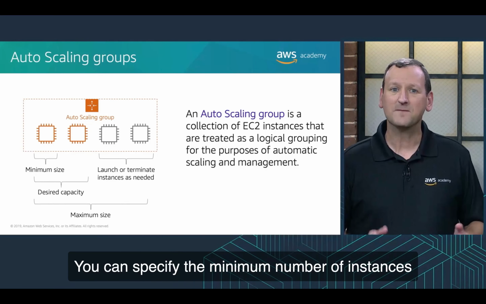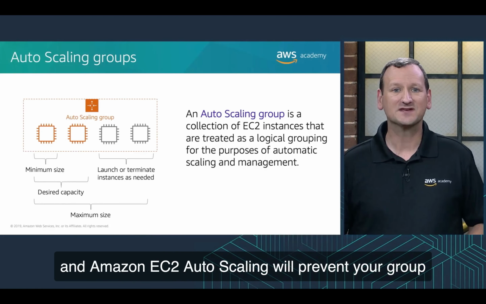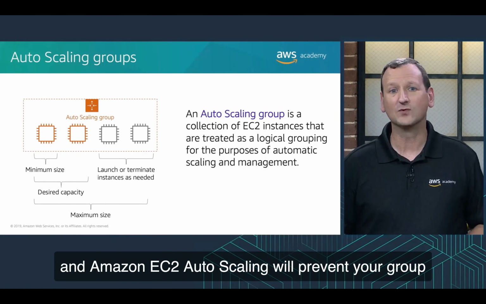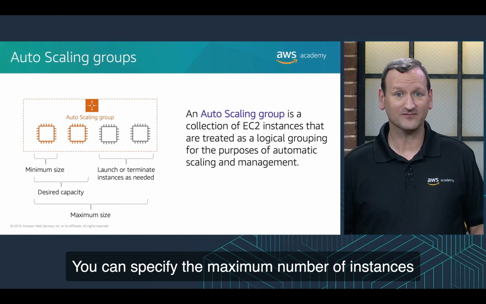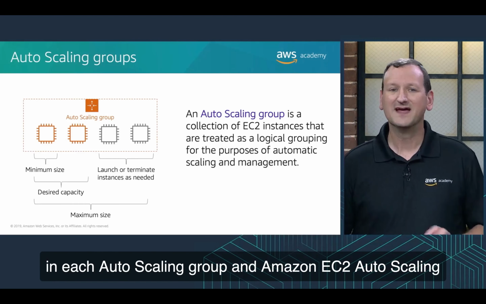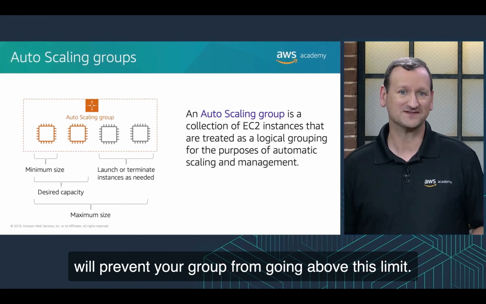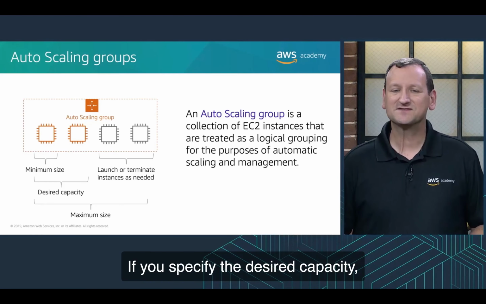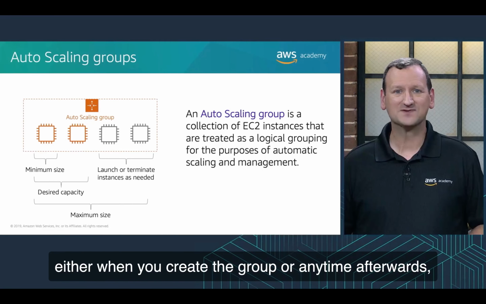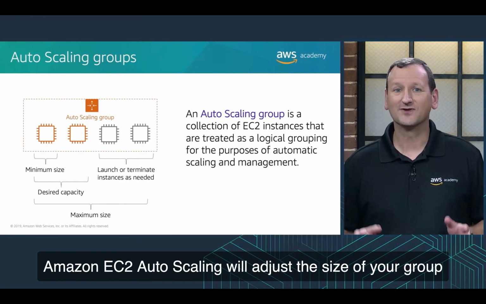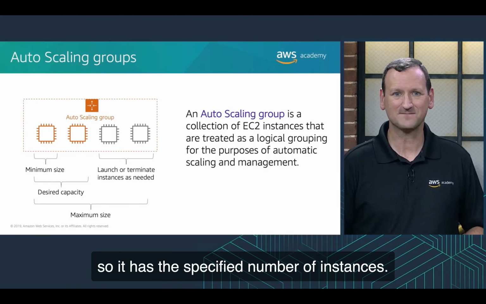You can specify the minimum number of instances in each Auto Scaling group, and Amazon EC2 Auto Scaling will prevent your group from going below that size. You can specify the maximum number of instances in each Auto Scaling group, and Amazon EC2 Auto Scaling will prevent your group from going above this limit. If you specify the desired capacity, either when you create the group or anytime afterwards, Amazon EC2 Auto Scaling will adjust the size of your group so it has the specified number of instances.